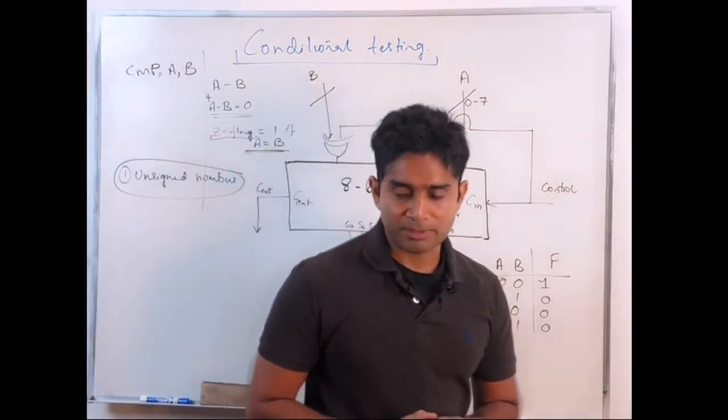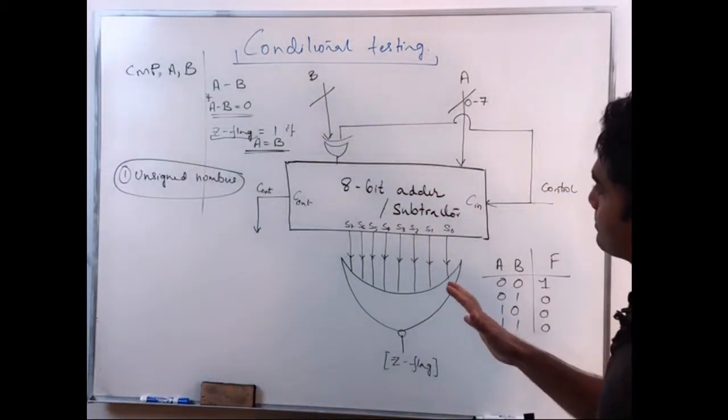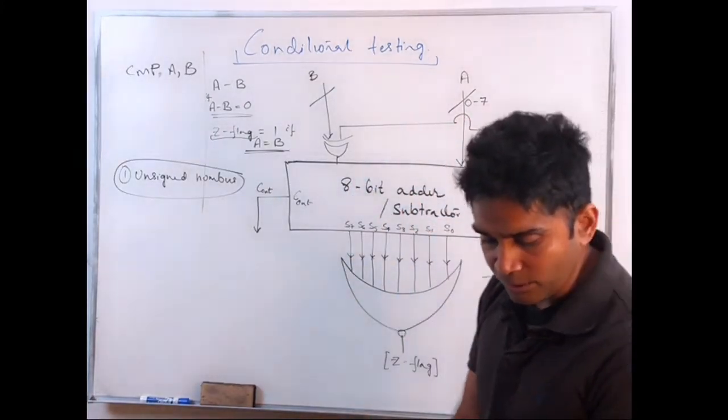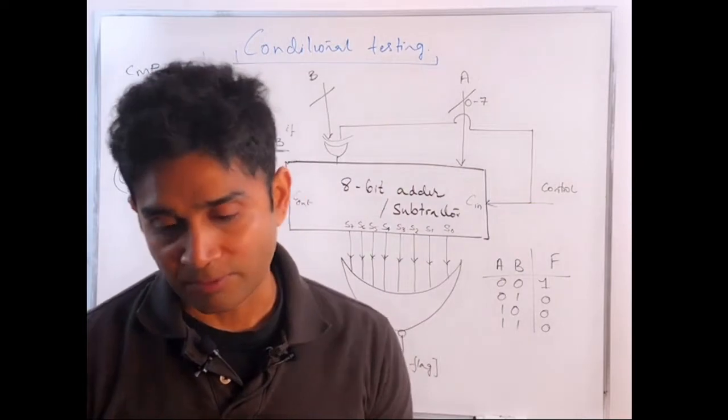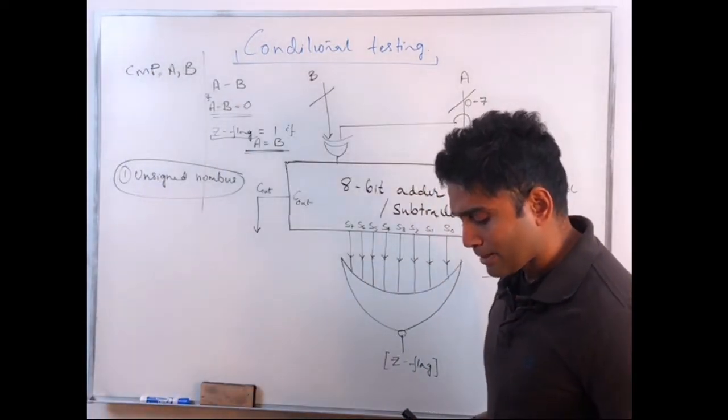Let's say I'm trying to work with unsigned numbers. Now, the question is, I have this piece of hardware here within my arithmetic logic unit that forms the kind of the brain of your system. Now, how does it work?